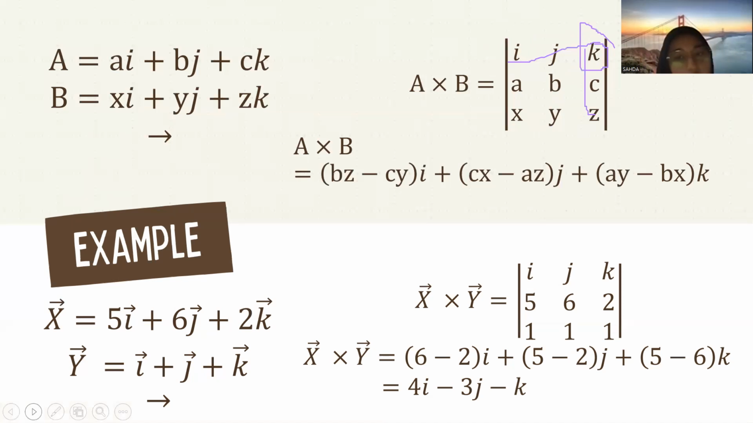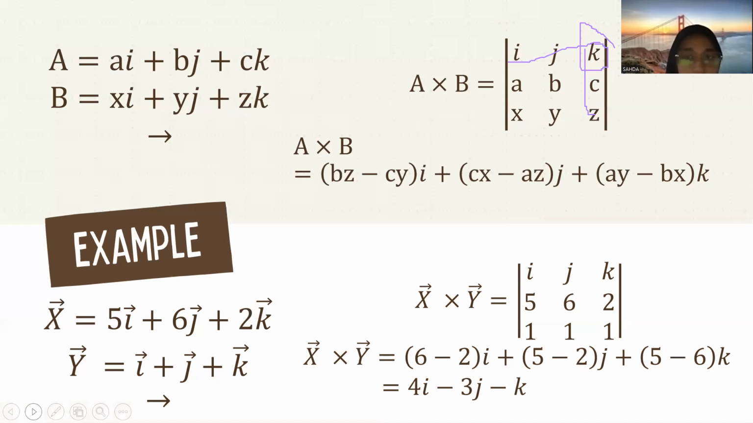Okay, let's start with the example. I have two vectors, vector X and vector Y. Vector X is 5i hat plus 6j hat plus 2k hat, and vector Y is i hat plus j hat plus k hat. Okay, vector X cross vector Y.